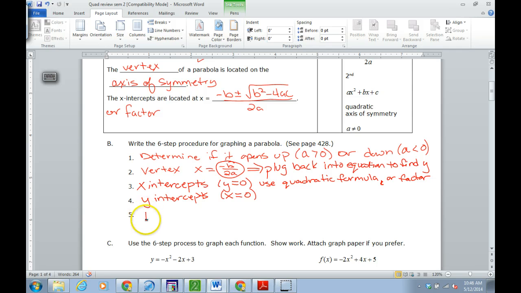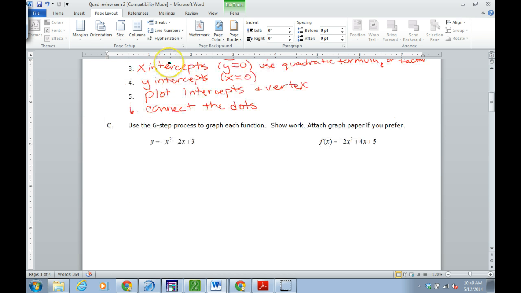And then the last part, number 5, is plot intercepts and vertex. And notice it said 6 steps, but we only have 5 here. So what do you guys think the 6th step should be? Graph. Well, we graphed the points, so now we're going to connect the dots. Okay, so on this part, we're going to actually go through and do our six steps here.